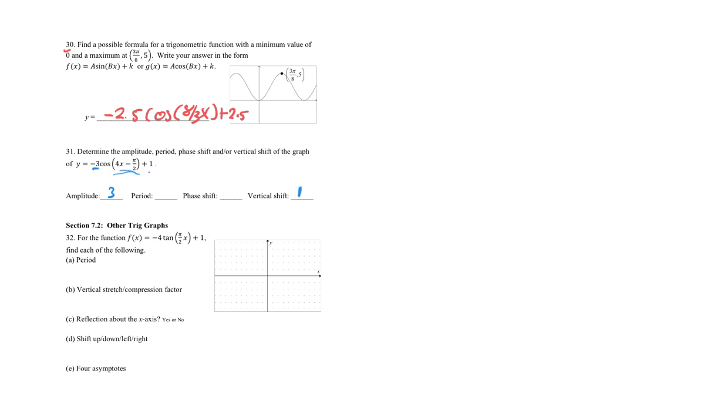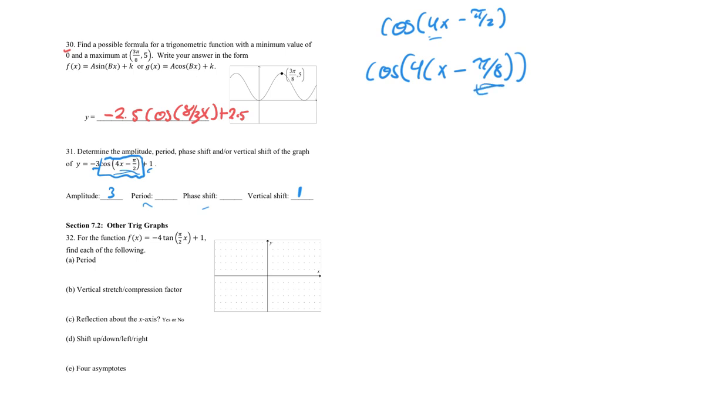So let's just isolate this portion for our period and phase shift. So cosine of 4x minus pi halves. We need to factor out this 4, but still stay inside the cosine. So if we factor out the 4, that'll be x minus pi over 8. That's good because now we have the phase shift of pi over 8.